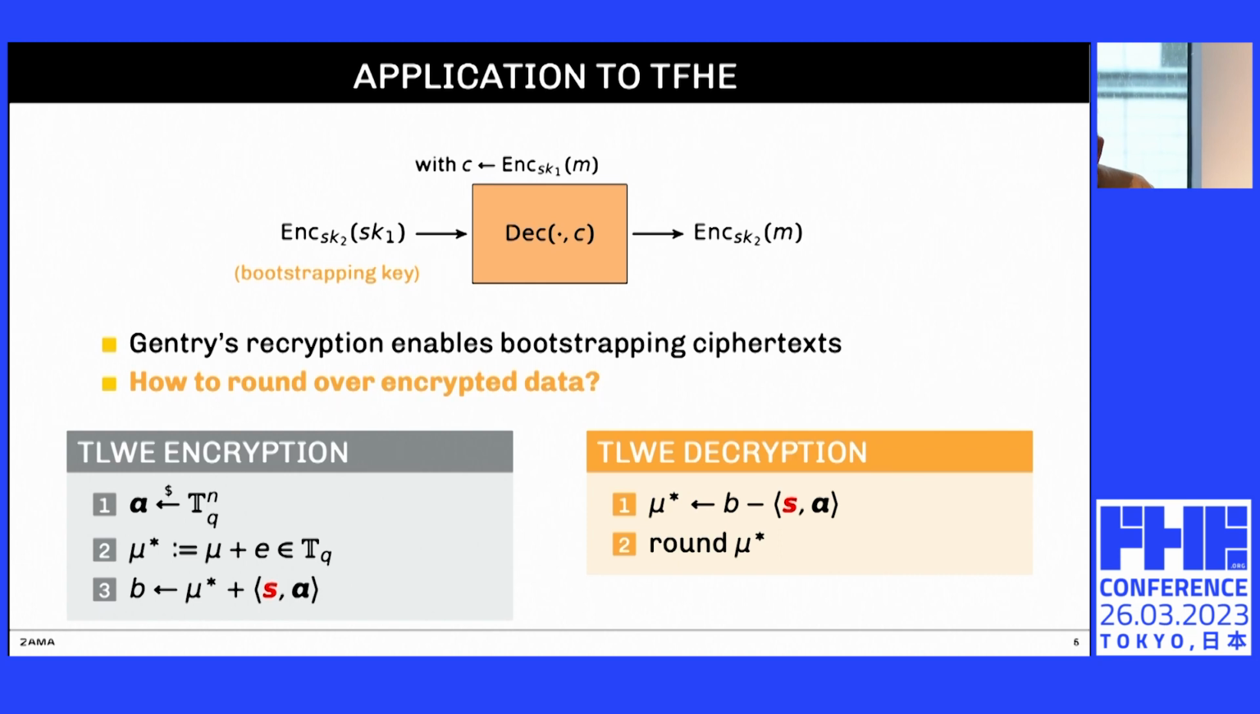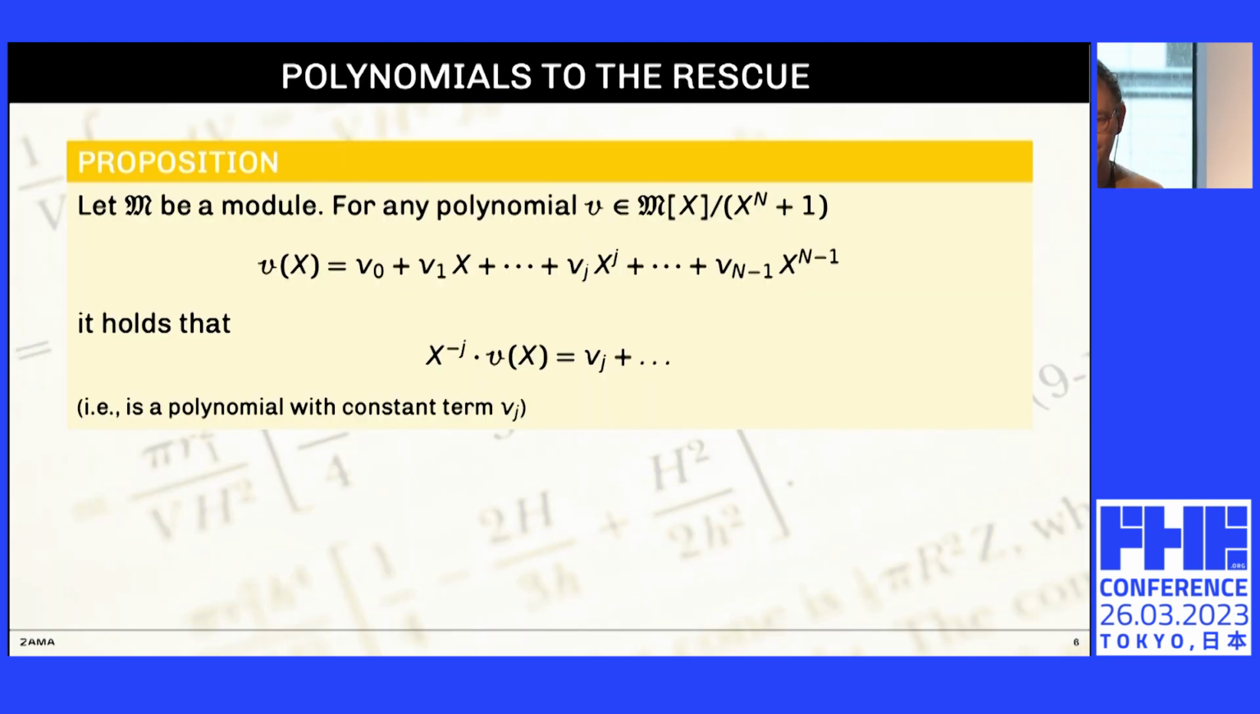There is one way to do it. You can use polynomials for doing that. The way it works is as follows. You define a polynomial just like this one, of degree n minus 1. If you multiply that polynomial by the monomial X to the minus j, then you end up with a polynomial whose constant term is v_j. That's a very basic observation, but this is very useful, as you'll see. And just using that trick, we can round values.